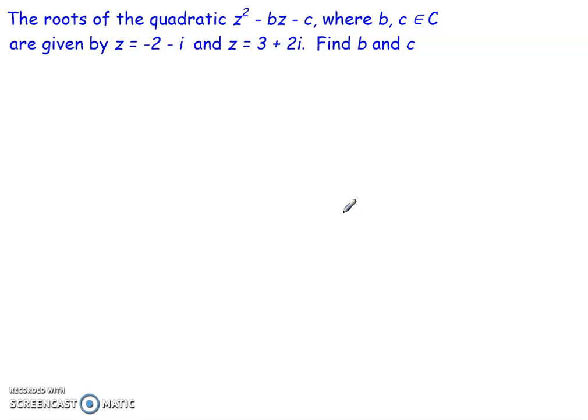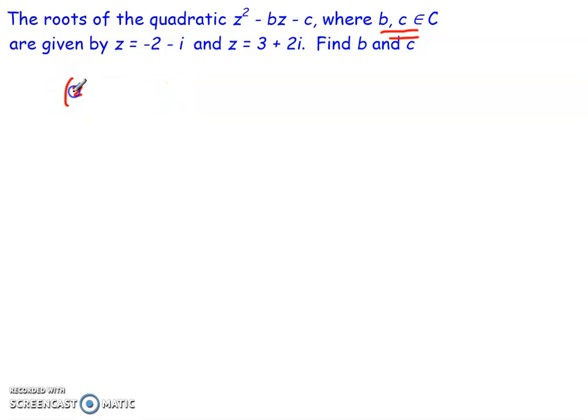Now there's a key bit of information in this question, and that key bit of information is this: b and c belong to the set of complex numbers. So my coefficients b and c are both complex numbers in this case. So what I have to do is multiply out my two parts here, gather everything together by powers of z, and see what I get.